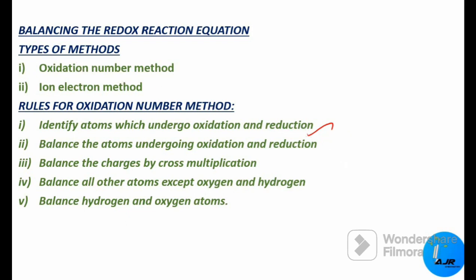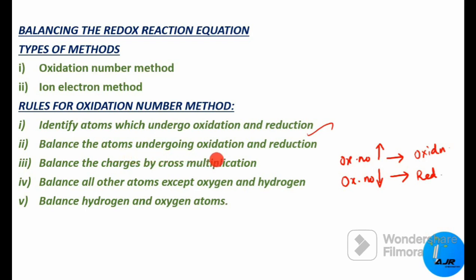If the oxidation number is increasing, it shows that that particular atom is undergoing oxidation. If the oxidation number is decreasing, that shows that that particular atom is undergoing reduction. Understood? In the second step, this step is very important.